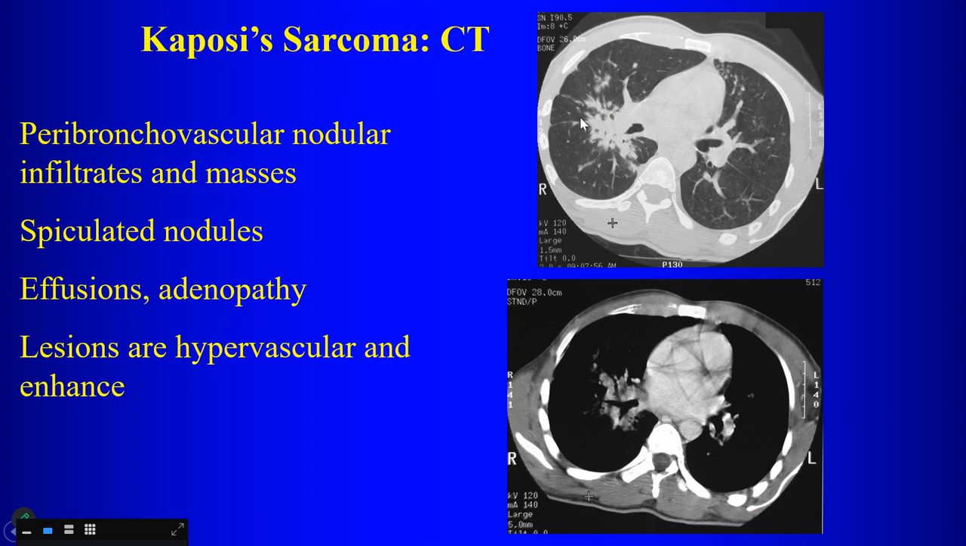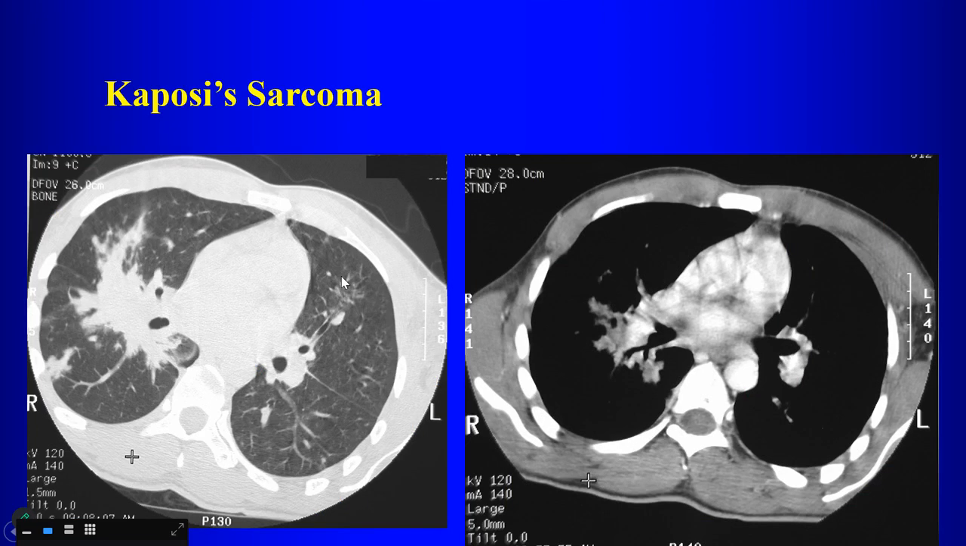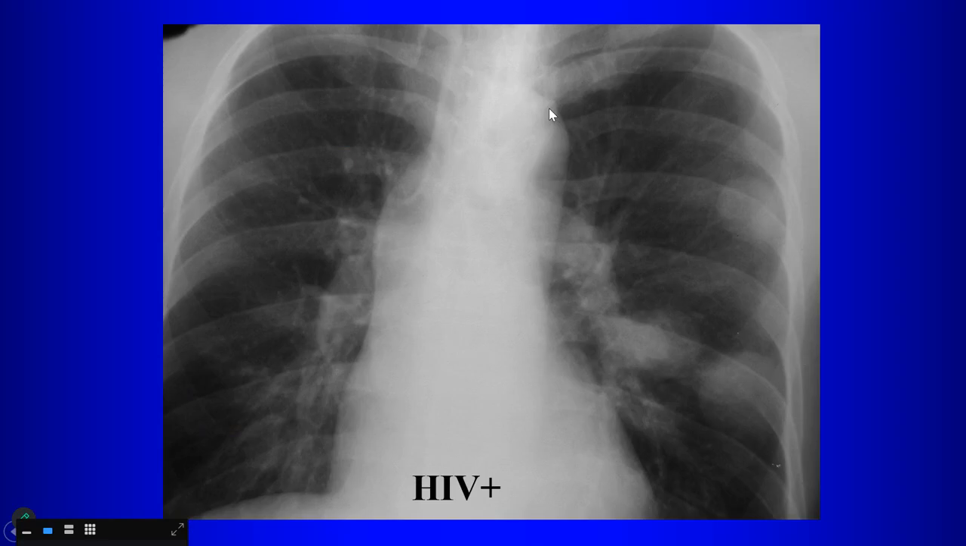So that peribronchovascular distribution of opacities is another example where they're kind of distributed around the perihilar regions. Right? These can be hypervascular, so they will enhance after contrast. So perihilar distribution of opacities in patients who are HIV positive. This is something that will make you think about Kaposi's. Another patient who's HIV positive. What do we have here?